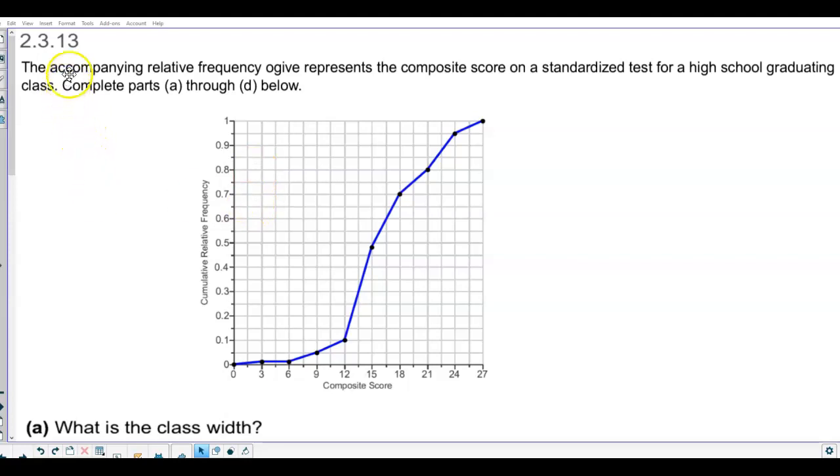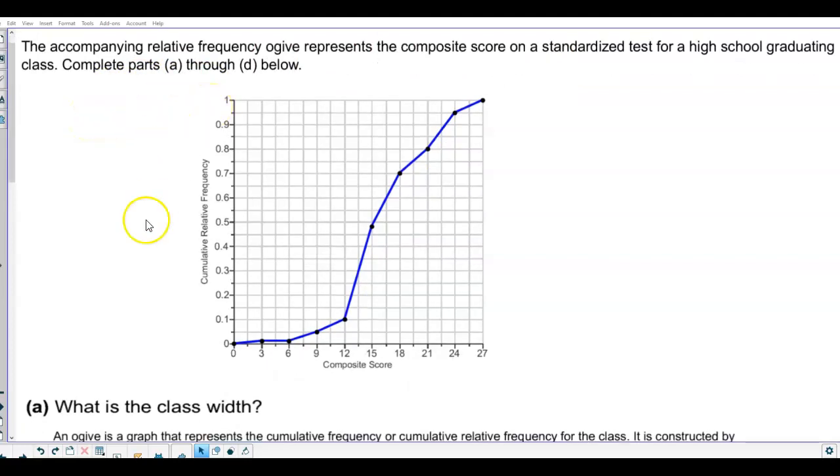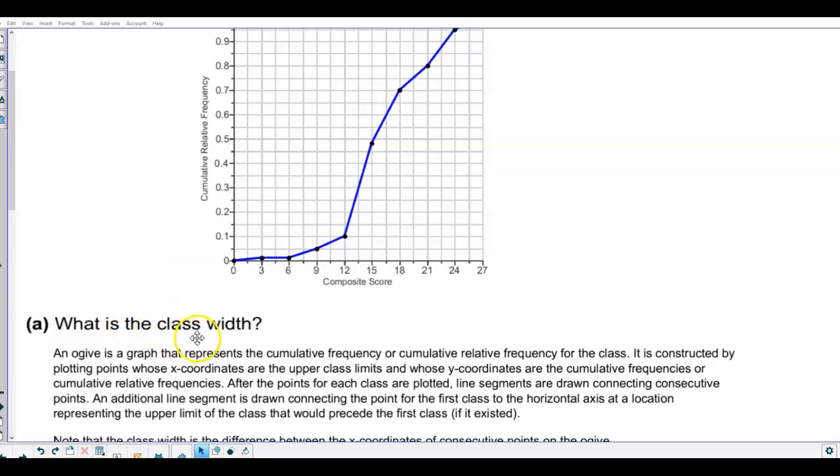Section 2.3.13. The accompanying relative frequency ogive represents the composite score on a standardized test for a high school graduating class. We're going to complete parts A through D below. So we want to first determine the class width.